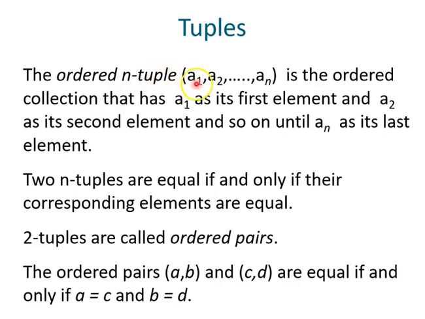The ordered n tuple A sub 1, A sub 2, and so on, A sub n, is the ordered collection that has A1 as its first element and A2 as its second element, and so on, until An as its last element. Two n tuples are equal if and only if their corresponding elements are equal. Two tuples are called ordered pairs. The ordered pairs A, B, and C, D are equal if and only if A is equal to C and B is equal to D. That is, the corresponding elements are equal.